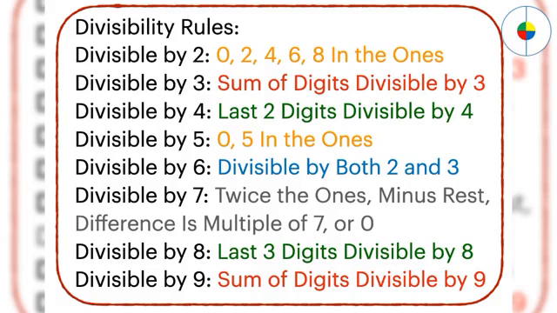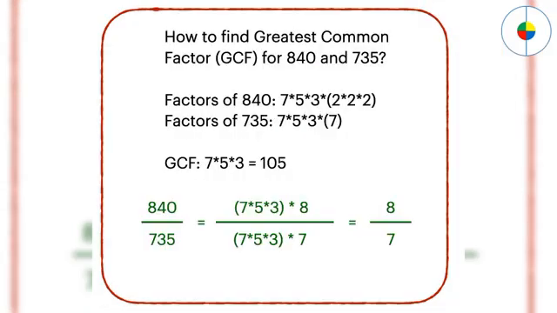How to find the greatest common factor and least common multiple? By applying the divisibility rule, you can easily find the greatest common factor and least common multiple, which are very useful for fraction calculations. To find the greatest common factor, or GCF, you can break down all the numbers to their factors. For example, 840 and 735. You can easily find the GCF, which is 3 times 5 times 7 equals 105.